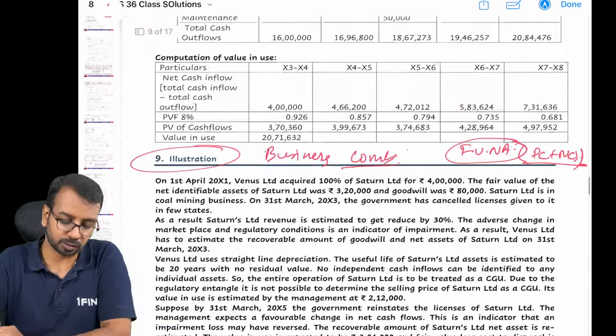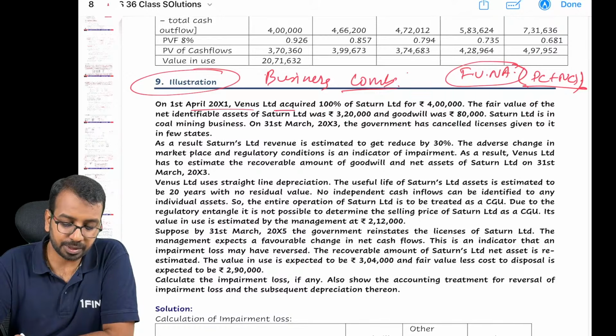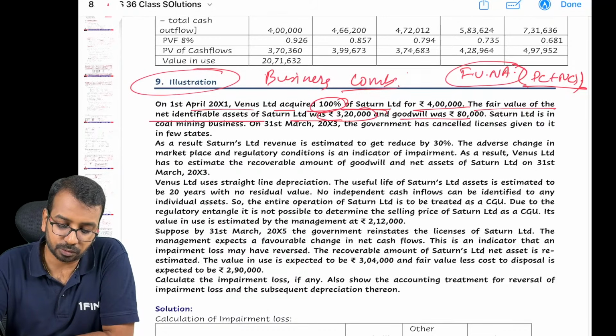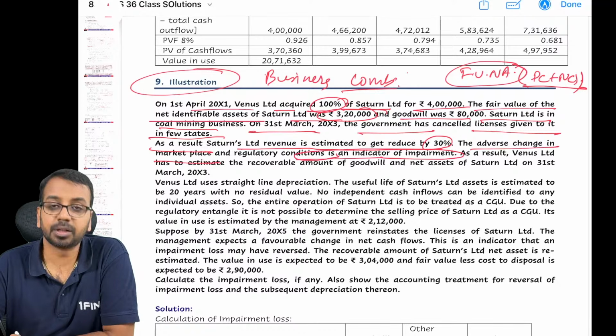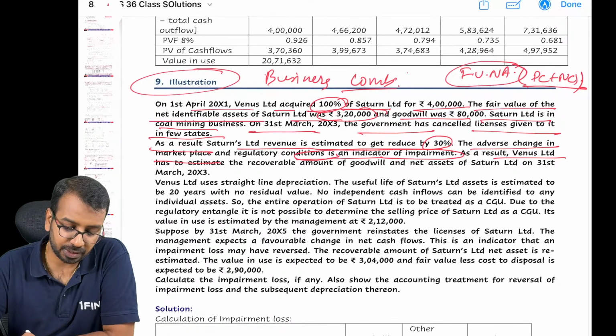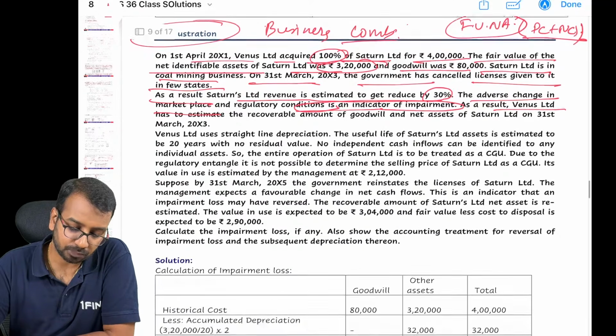Okay, so let's look at this question. Here it is 100% acquisition. Venus Limited acquired 100% of Saturn Limited for 4 lakhs. Fair value of net identifiable asset was 3,20,000 and goodwill was 80,000. Simple. Saturn is in the coal mining business. On 31st March, the government has cancelled licenses given to a few states. As a result, the revenue is estimated to reduce by 30%. Adverse change in marketplace and condition is an indicator of impairment. As a result, Venus has estimated the recoverable amount of goodwill and net asset of Saturn Limited on 31st of March.